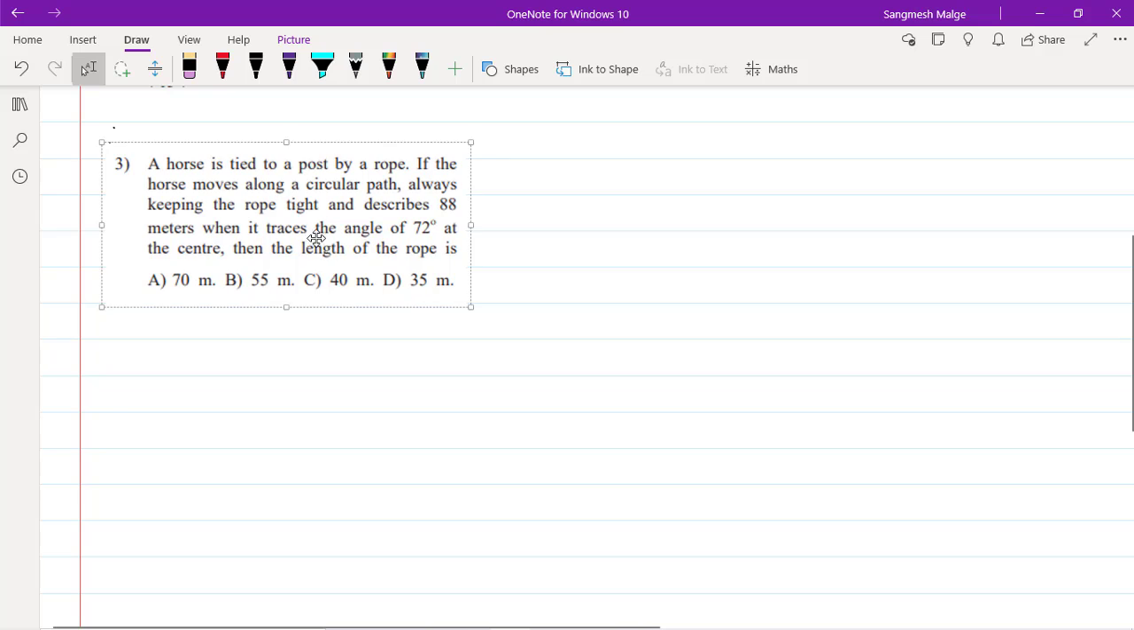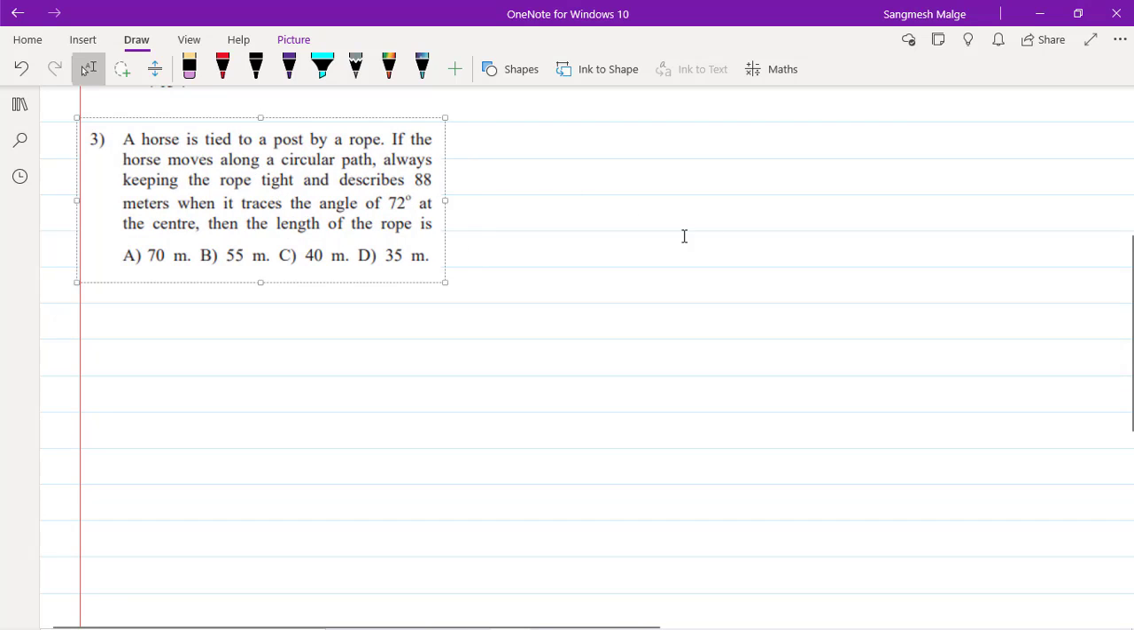A horse is tied to a post by a rope. It's a good question. If the horse moves along a circular path, always keeping the rope tight, and describes 88 meters when it traces the angle of 72 degree at the center, then the length of the rope is. Can you visualize this question? What they are saying is, a horse is tied to a post by a rope.